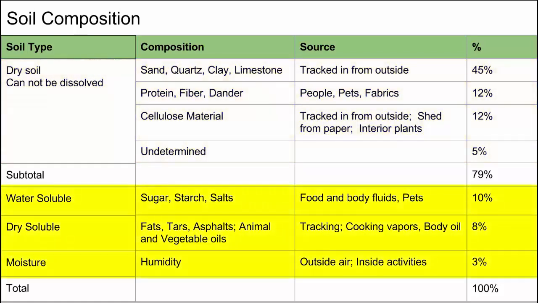And on the bottom half of this chart, we're looking at the soluble things, the sugars, the starches, the salts. Those are all water soluble. They come from food, body fluids, pets. Pets is a big one. You're going to run into pet problems. The dry soluble things, fats, that's from cooking, tars, asphalts, animal and vegetable oils, those are dry soluble. They're going to take some sort of solvent to break those down. They come from tracking in from outside, cooking vapors, body oil.